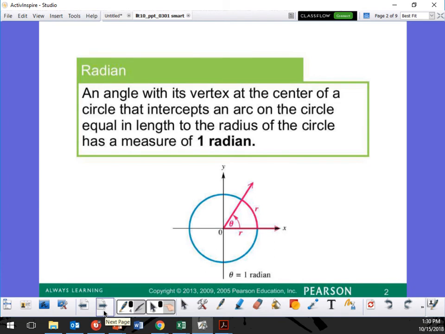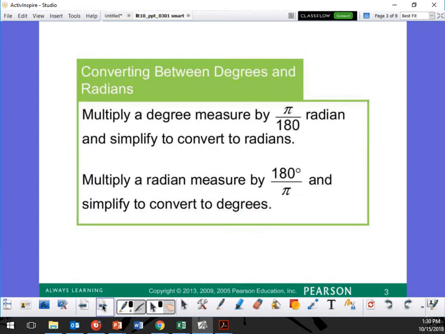Okay, a radian is the angle with its vertex at the center that intercepts an arc of the circle equal to the length of the radius, and it has a measure of 1 radian. So you're not going to need that part. You're going to need this part right here.